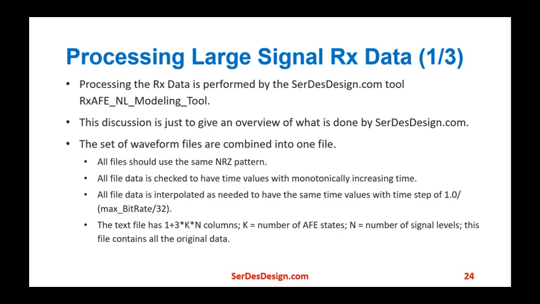The set of large signal waveform files are combined into one file. All files should use the same NRZ pattern. All file data is checked to have the same time values with monotonically increasing time. There will be 1 plus 3 times k times n columns in the combined file, where k is equal to the number of AFE states and n is the number of signal levels. This combined file contains all the original data.